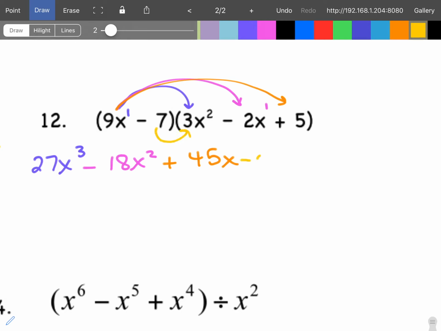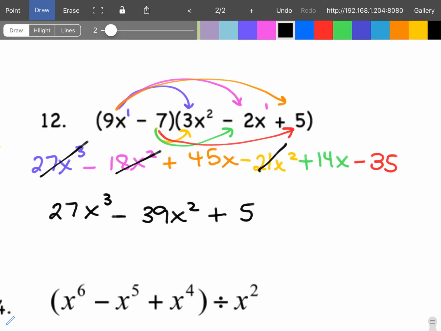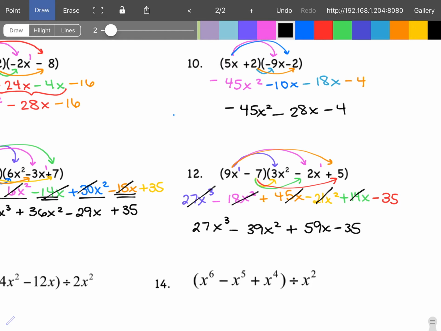Negative 7 times 3x squared is a negative 21x squared. Negative 7 times negative 2x is a positive 14x. And negative 7 times 5 is a negative 35. So when we combine like terms, we get 27x cubed, negative 39x squared, plus 59x, and then minus 35. Hopefully you got those two correct.